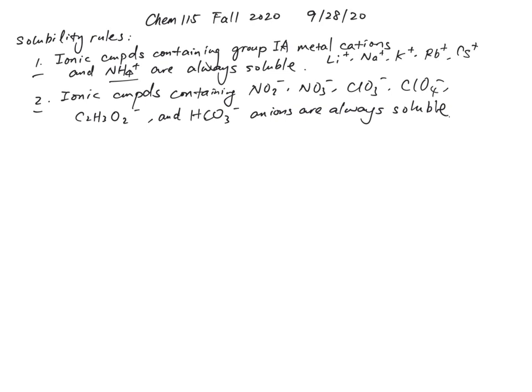Okay, and rule number 2 is very similar. The only difference is we're dealing with 6 negative ions. There are nitrate ions, nitride ions, chlorate ions, perchlorate ions, acetate ions, and bicarbonate ions.